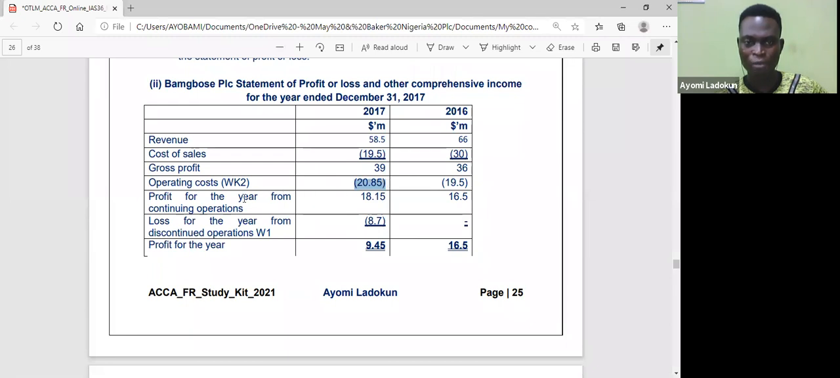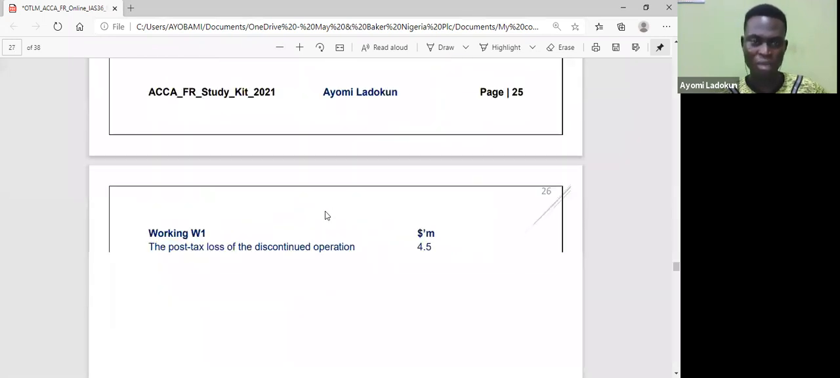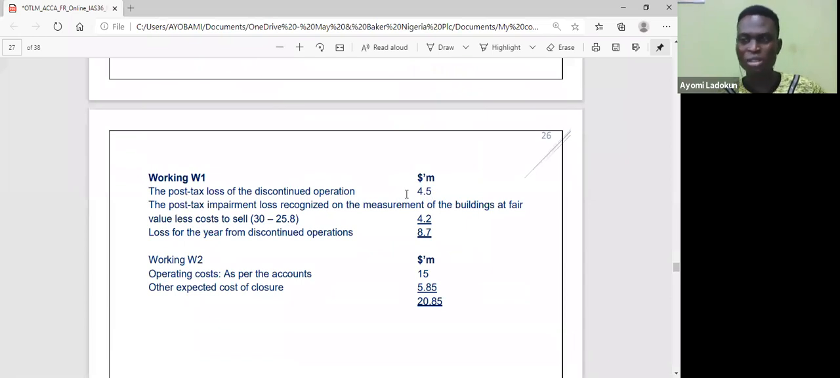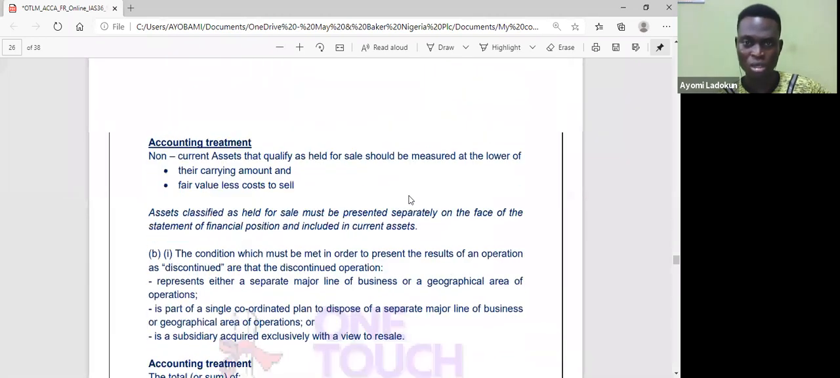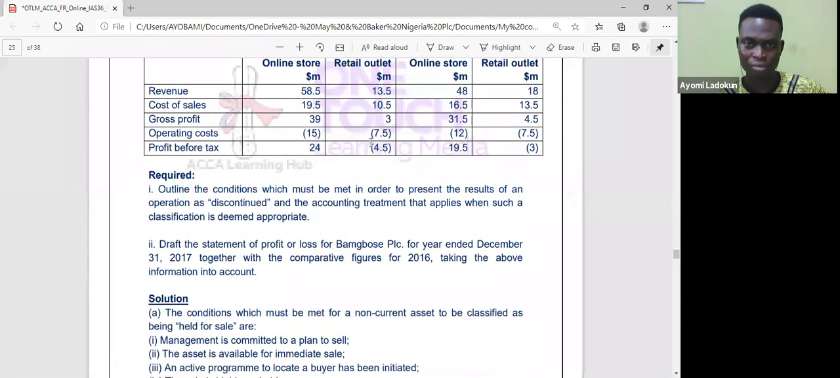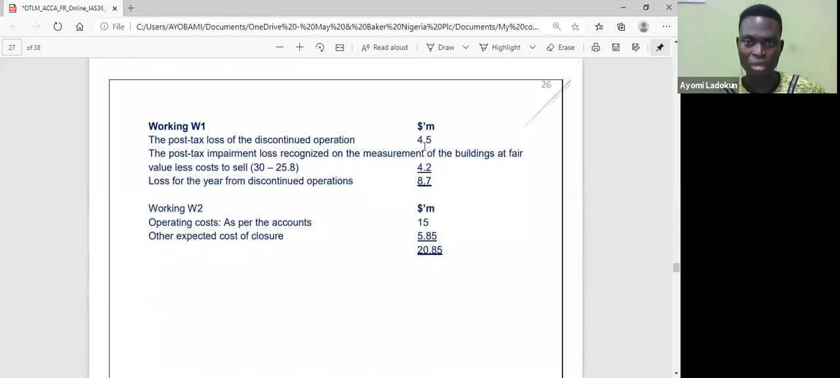All right, so that I can have profit for the year from continuing operation. Okay, so I will now remove loss for the year. How do I get the loss for the year? We said earlier that in measurement, you have to look at the post-tax gain or loss of the discontinued operation. It has already been given here. Can you see? For that retail outlet, I have 4.5. That was a loss. So you bring in the loss here. So you now also look at the post-tax.